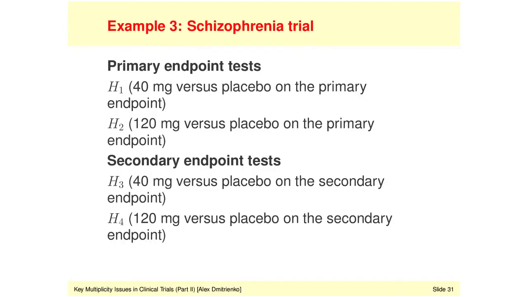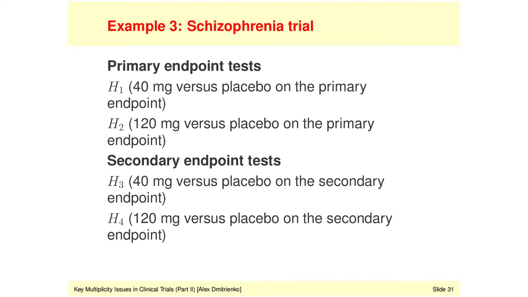General gatekeepers. Example 3, based on the phase 3 clinical trial in patients with schizophrenia that we introduced in Module A, serves as an example of a clinical trial that relies on an even more complicated type of gatekeeping conditions.